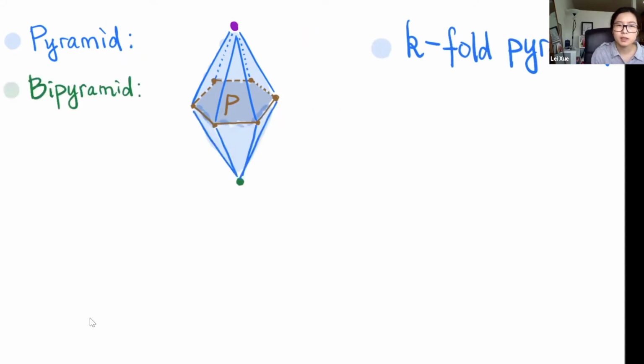You can also do something called a bipyramid. There are more than one ways to define it, but I will think of it as having 2 identical pyramids over the same basis, and then you glue on the basis. Okay, so just one confusion is between bipyramid and 2-fold pyramid. They're different. So a bipyramid, it's similar to a pyramid, it only increases dimension by 1.